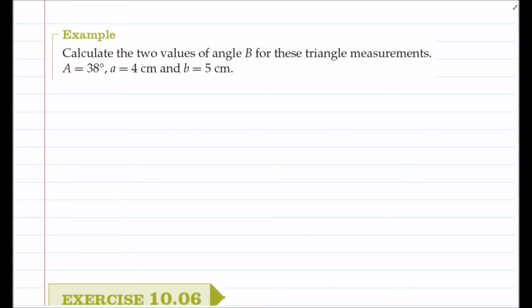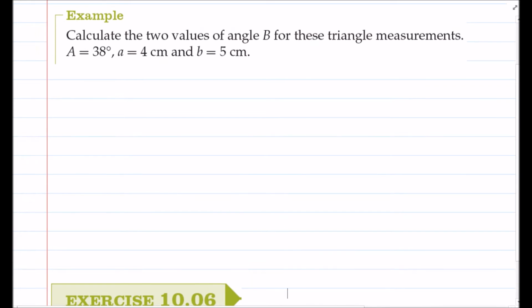We're going to look at ambiguous triangles. This is really illustrated by the example I'm about to go through, and to illustrate this I'm going to really try and carefully draw out what I think this triangle is going to look like. It says calculate two values of the angle B for these triangle measurements.